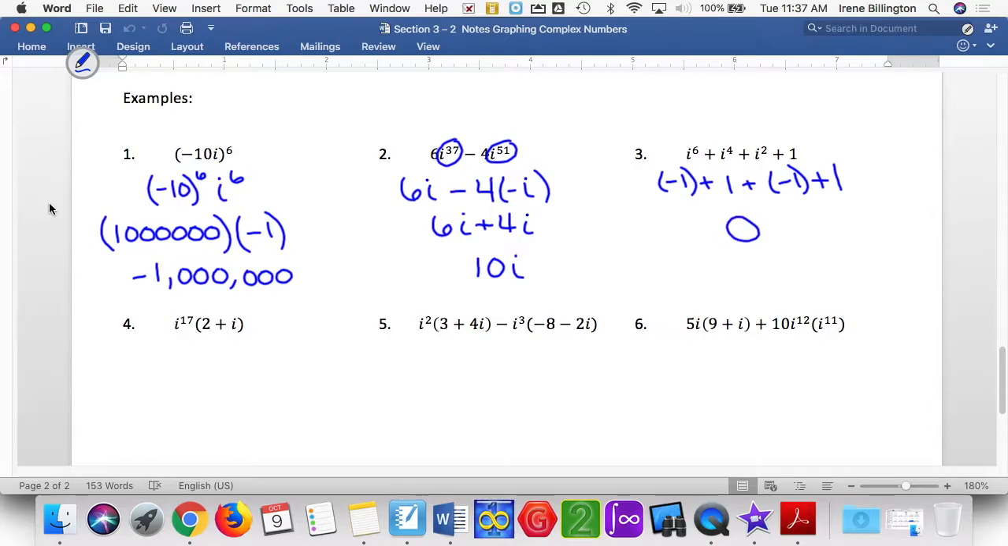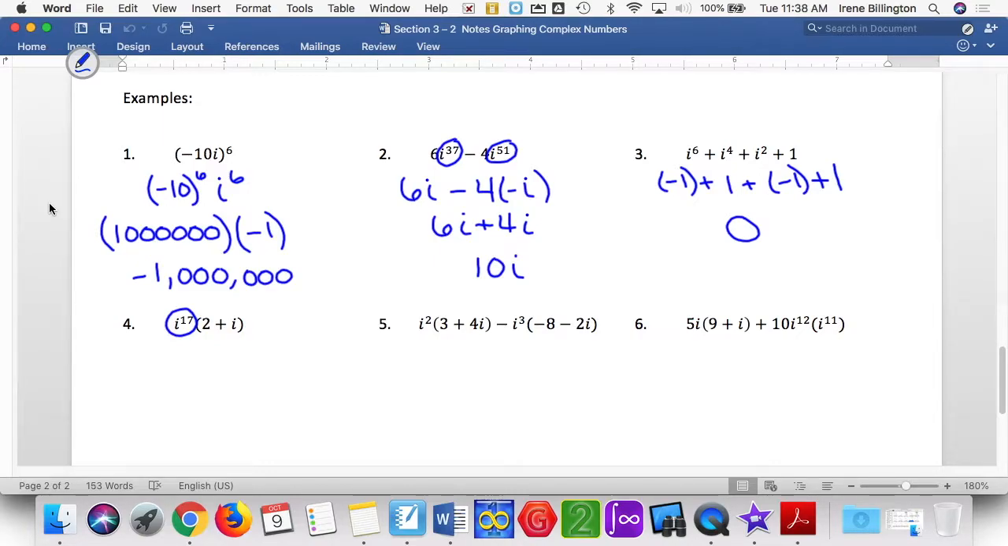All right. On example 4, there are 2 ways that I could approach this. I could start by distributing i to the 17th, or I could start by simplifying i to the 17th. I'm going to simplify. Let's simplify i to the 17th. So take 17 and divide it by 4. What do you get?